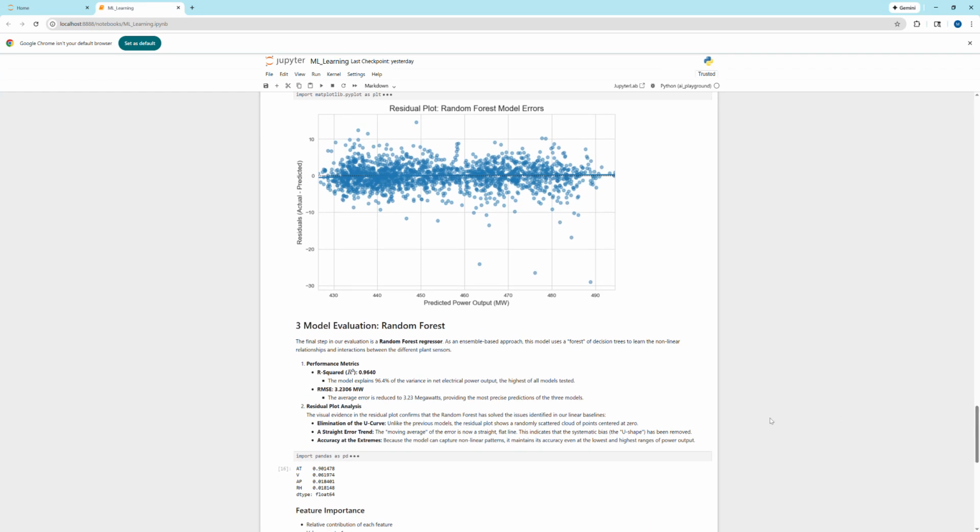All right, here we see R-squared 0.9640, root mean squared error 3.23 megawatts. So this is improvement in both areas, the variance and the error both improved. And when we look at that residual plot analysis, we see the elimination of that U-curve, a straight error trend, and accuracy at the extremes.